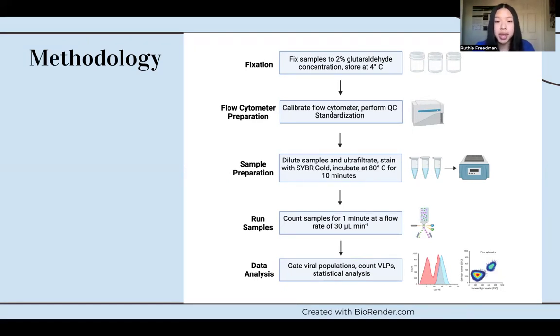The samples are then prepared by diluting them in a 1:10 ratio with TE buffer, and blanks were created using TE buffer and ultrafiltrate, which is virus-free water. These samples were then stained with SYBR Gold, incubated at 80 degrees Celsius for 10 minutes, and then cooled to room temperature before they were run.